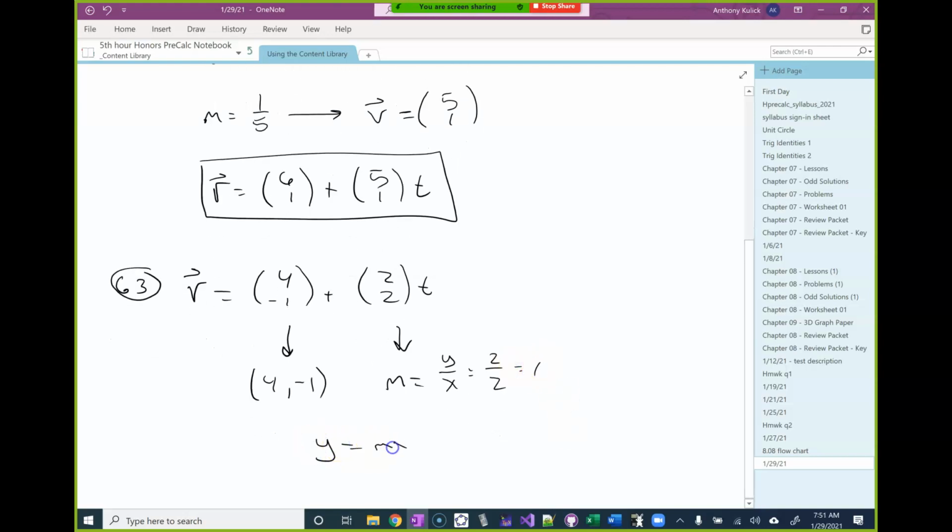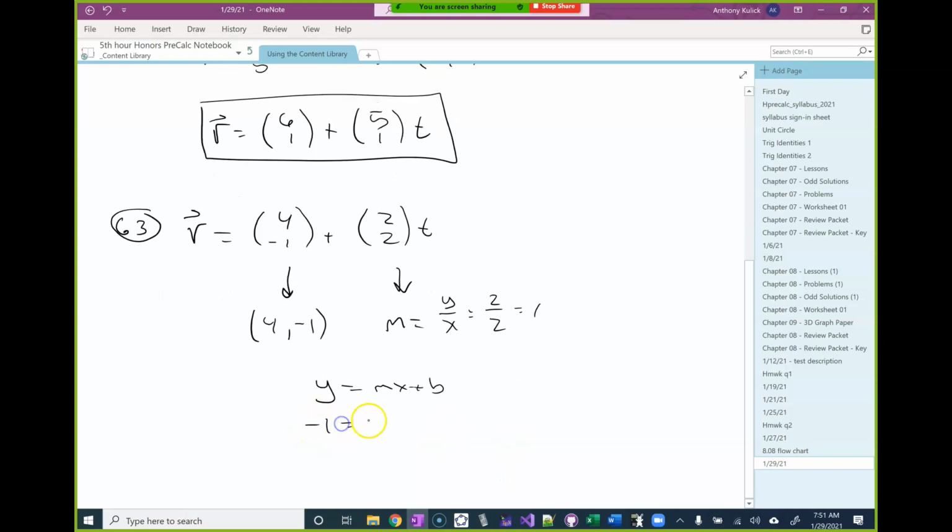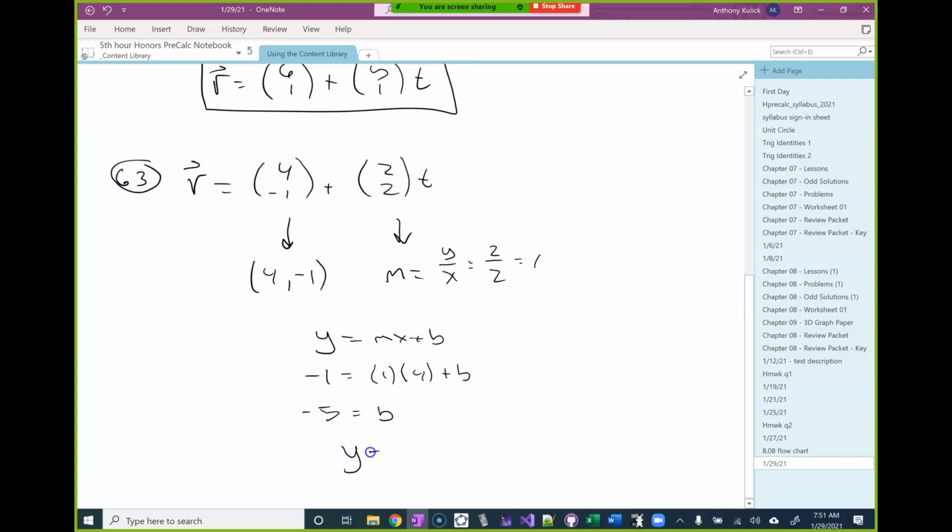And then I can just take y equals mx plus b and plug things in. So -1 is equal to 1 times 4 plus b. So b is -5, or y equals x minus 5. Is that cool there, Lucas? Yeah. So again, the trickiest part is just getting the information out of that vector line equation, and then it turns into like an Algebra 1 problem.